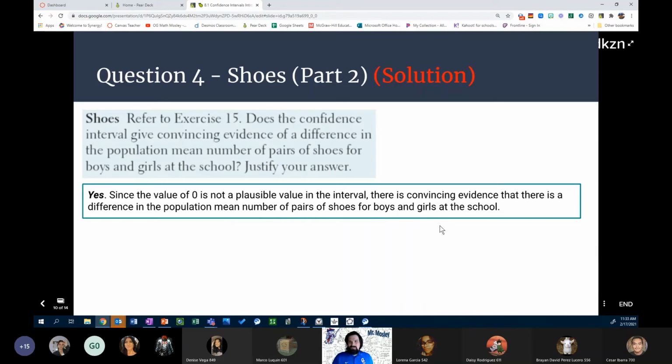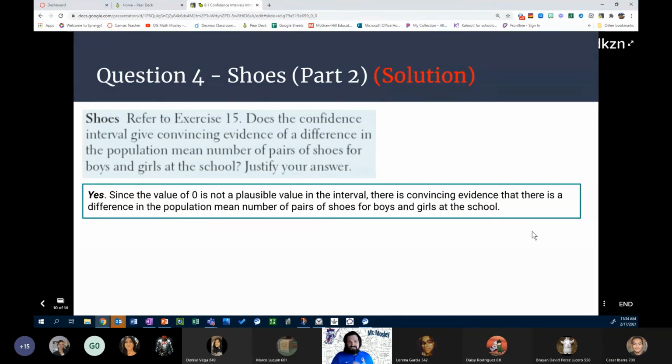All right, because the most plausible solutions or most plausible results are in that interval from like 10 to 26, saying that there is a difference. So we have evidence saying there is a difference.